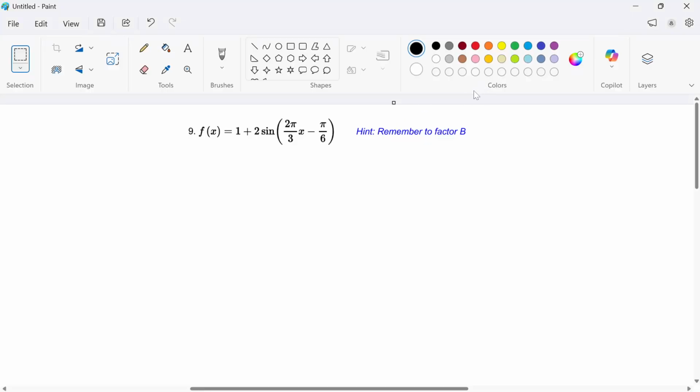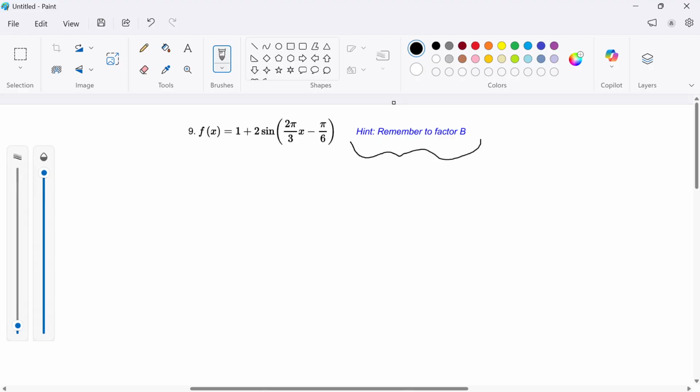This is a trigonometry question about transforming trigonometric functions. It's got a hint here. I guess it's a problem. Here's a hint: remember to factor b. I want this to look like f of x equals a trig function. That could be sine, cosine, tangent, secant, cosecant, cotangent, whatever.